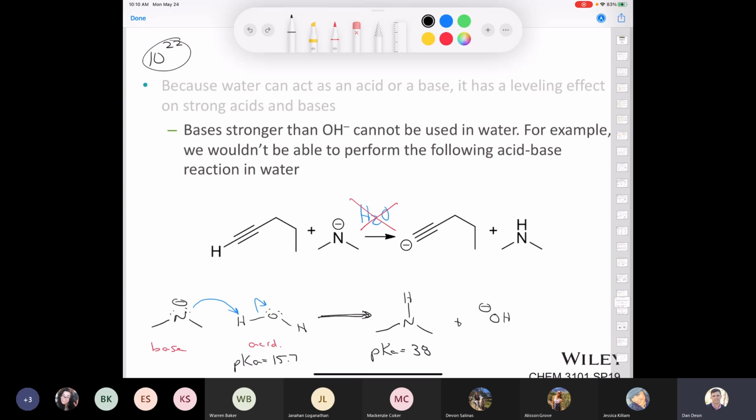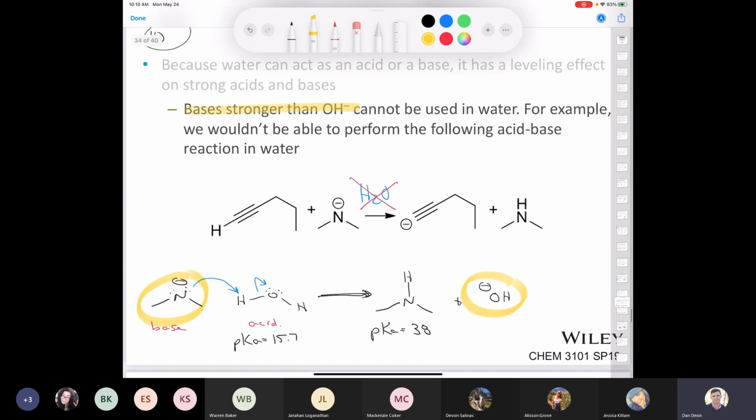And so the take-home message is that this base is stronger than hydroxide. And so you can't do a reaction in water when your base is stronger than hydroxide, because it's going to ruin the reagent, right? It says right here, base is stronger than hydroxide, cannot be used in water. Kind of interesting, huh? And it's something that you maybe haven't thought of before.